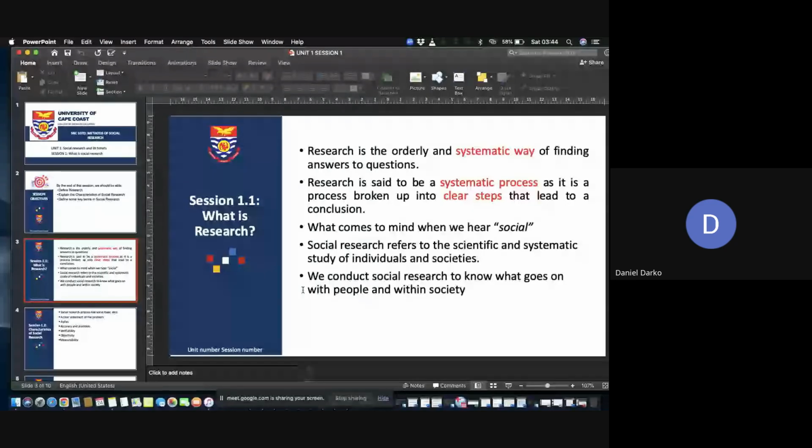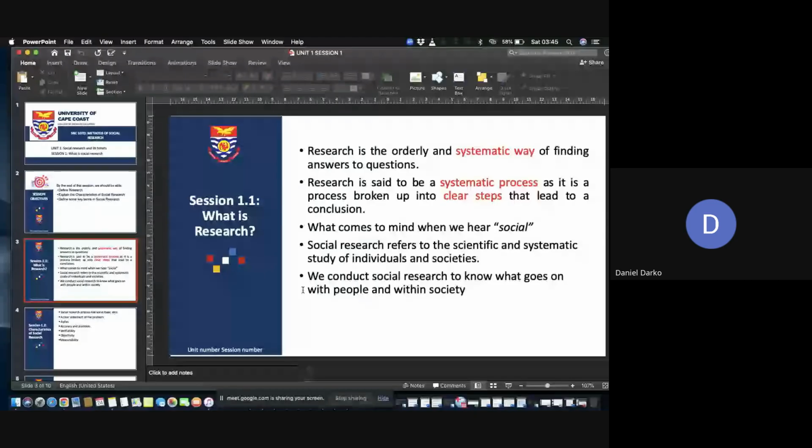Now, what comes to mind when we say social? Social is about people. When we say social, it's about the group, people, human beings living in a particular area, interacting with each other. So when we say social research, then it refers to a scientific and systematic study of individuals and societies.